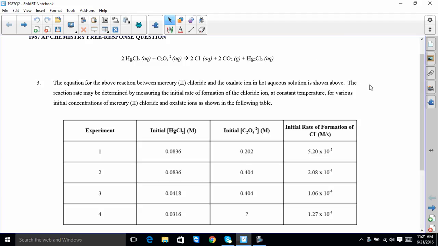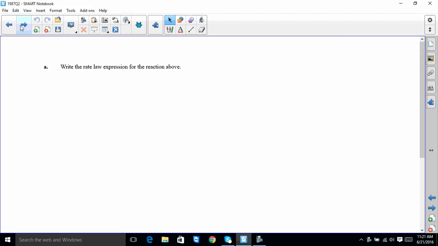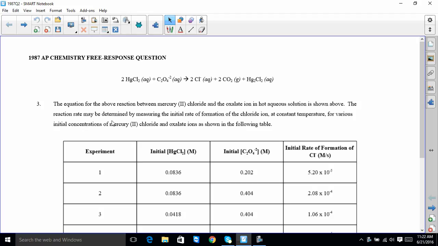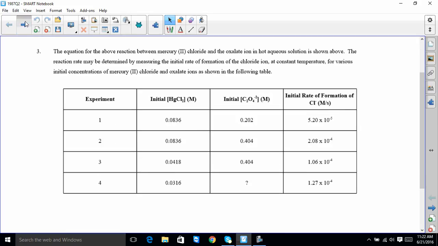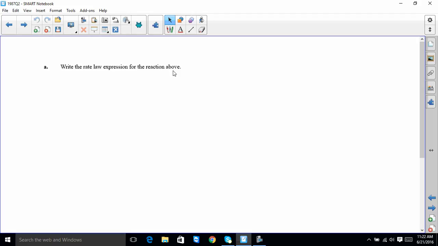Oops, I've got to see if I can get this. The reaction rate may be determined by measuring the initial rate of formation of the chloride ion. Interesting. You have to pick a product and just one. They are choosing to monitor how fast this is produced. You could also do how fast this was produced or how fast this was produced, but for some reason, there's something in the experimental process that makes this the one that makes sense. For various initial concentrations of mercury II chloride in the following table. And then I'm just going to go back here and write the rate law expression for the above reaction.